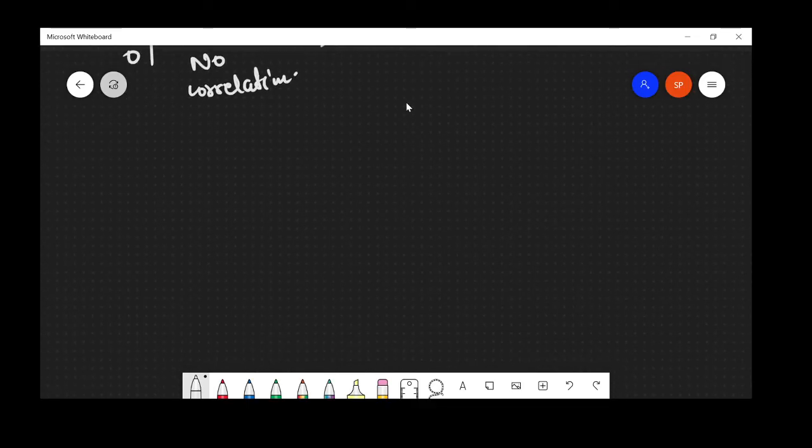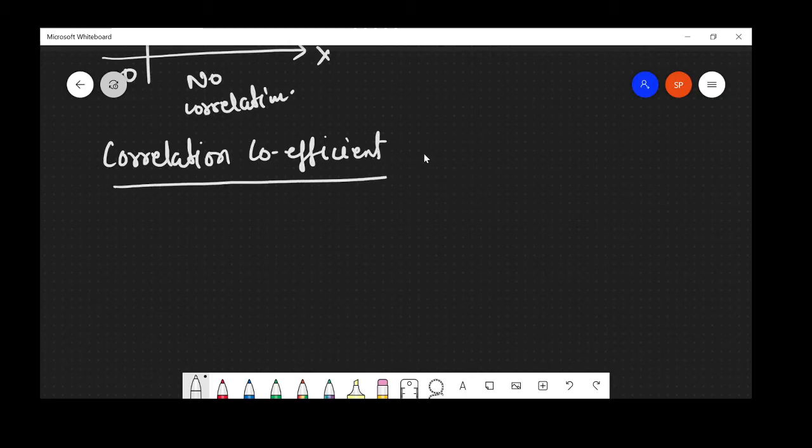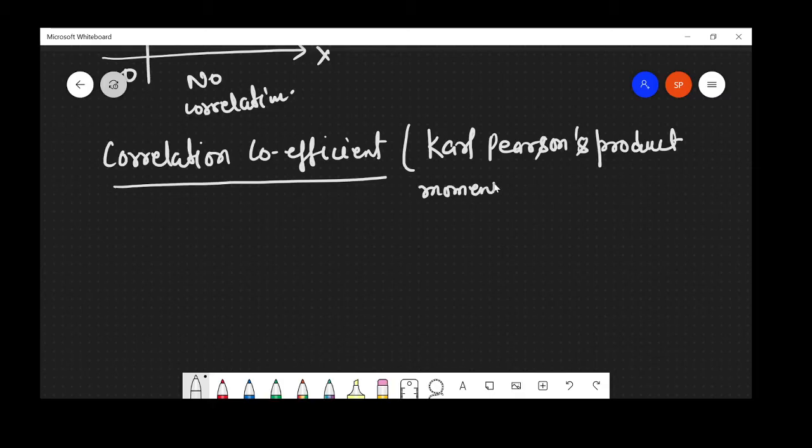Now next we move to the correlation coefficient. The correlation coefficient is also known as the Karl Pearson product moment correlation coefficient.